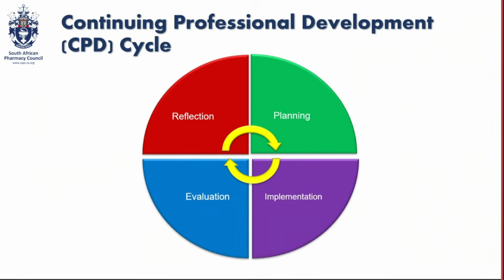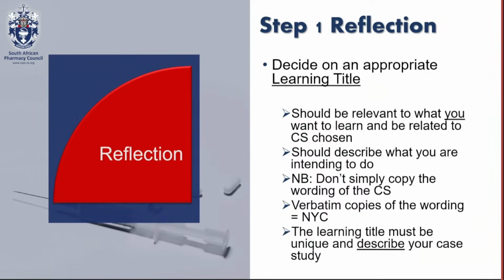I'm sure everybody's familiar with these 4 steps. We do it on an annual basis. So the first step is your reflection of the CPD cycle. So reflection really is to decide, and as the word states, to reflect as an intern, why are they choosing this particular competency standard, and what were their gaps, and what was the learning trigger?